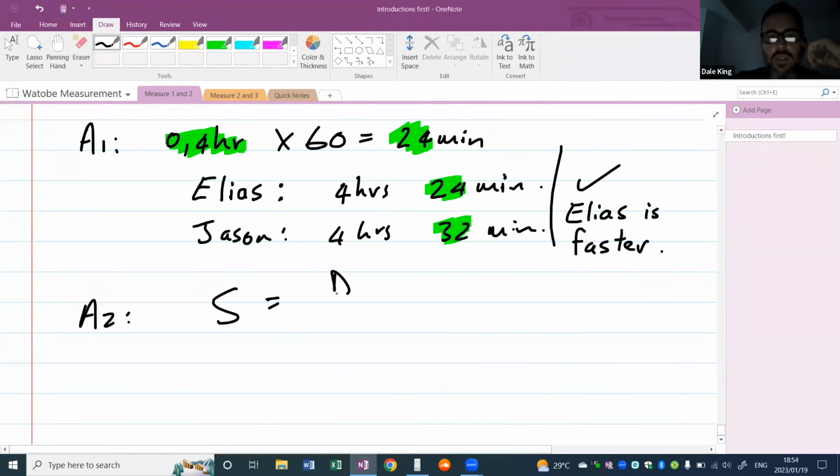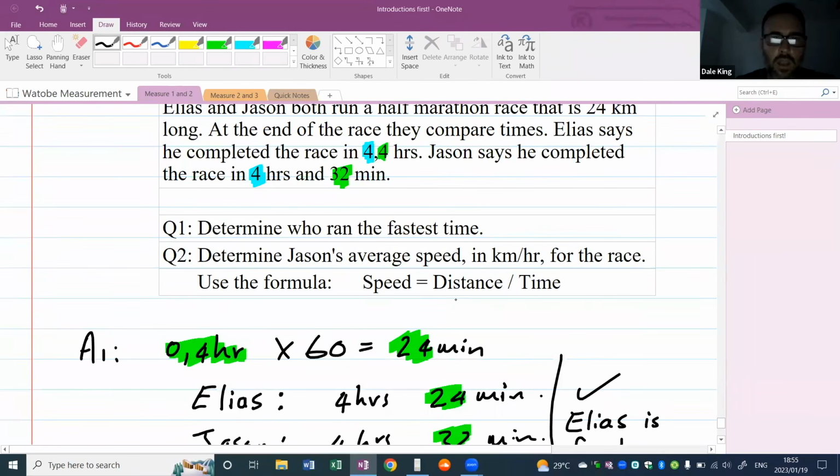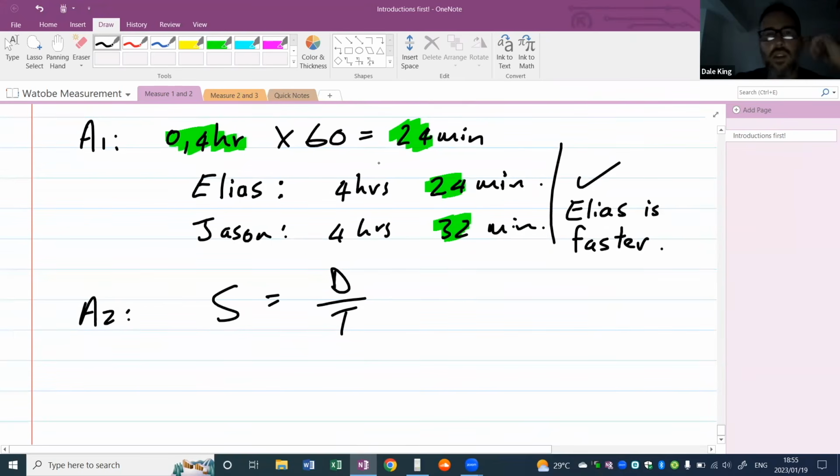Speed equals distance over time. So I need a distance from this question, and I need a time from this question. But whose time are we looking at? We need Jason's time. All right, now listen very carefully. Oh, okay. So this is Jason's time.